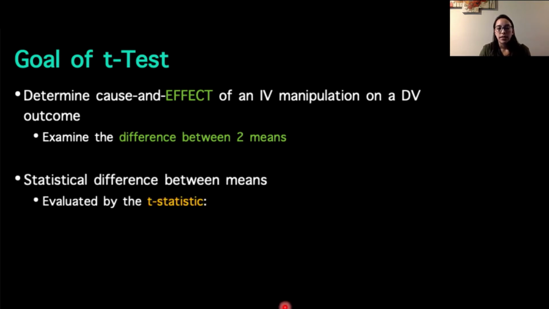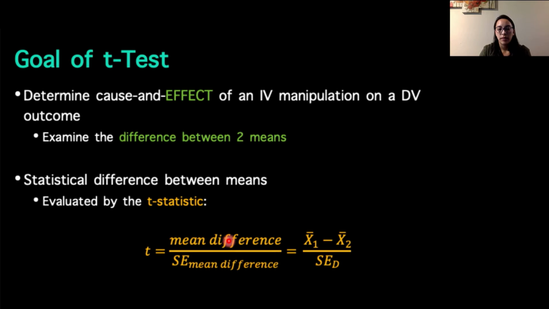Statistical difference between means is going to be evaluated by something called the t-statistic. We calculate this by looking at the mean difference, right? So I have x bar sub 1, which might be the mean of one sample, and we look at that difference with the mean of another sample. And then we divide that by the standard error of the mean difference.